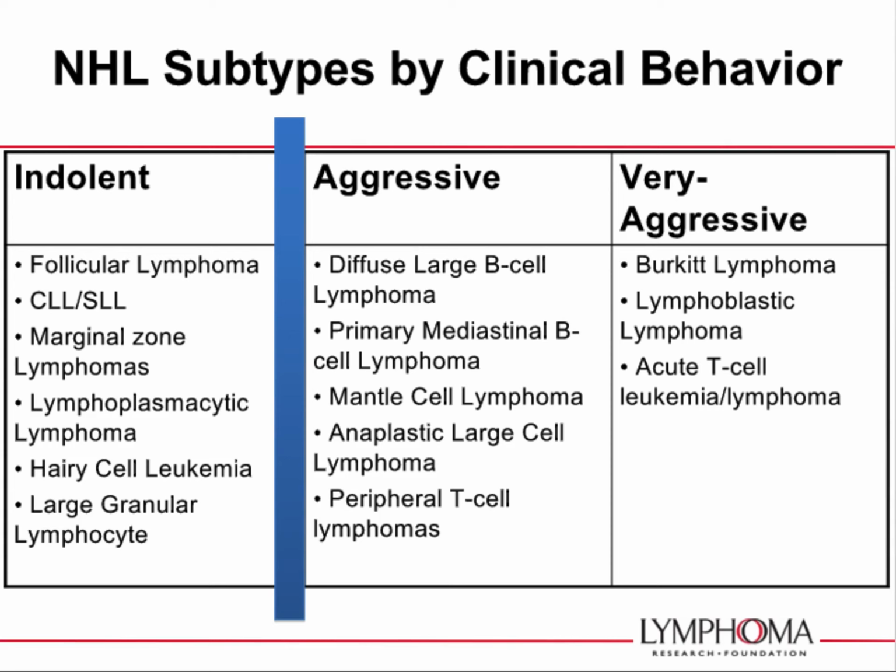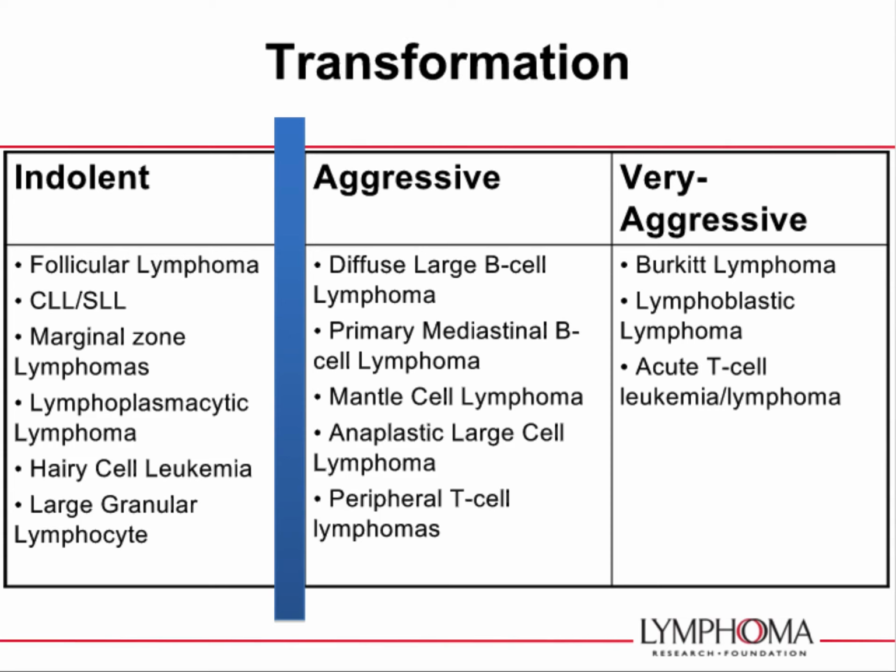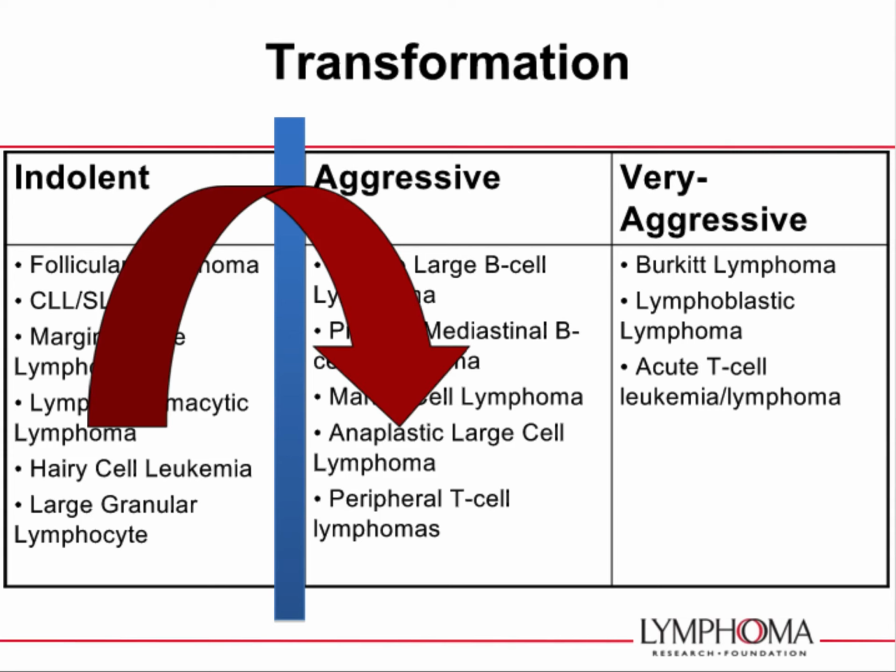Also, what can happen, even if someone's diagnosed with an indolent, in particular follicular lymphoma, sometimes when it comes back, it can come back as aggressive. That's what we will sometimes call a transformed lymphoma, when it goes from indolent over to the aggressive. Still treatable, but the treatment, as you can imagine, is a little bit different.